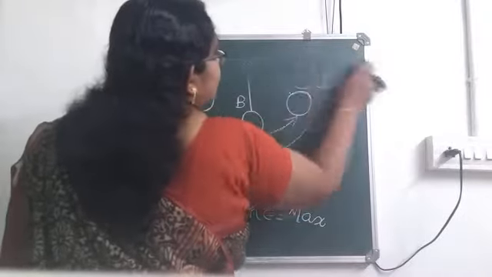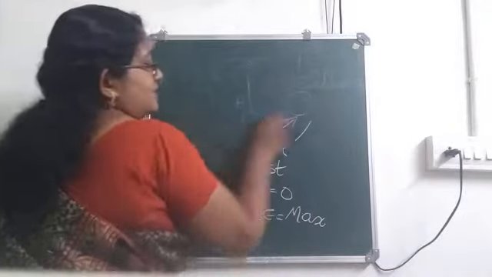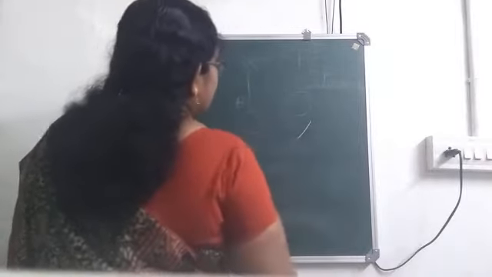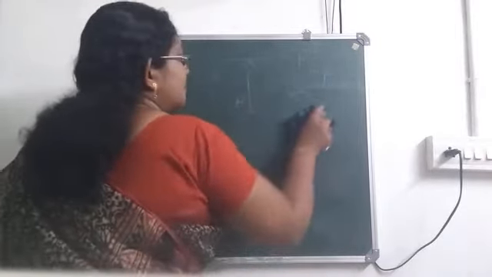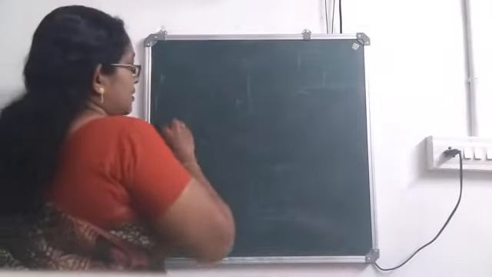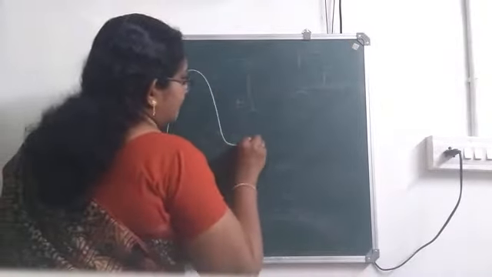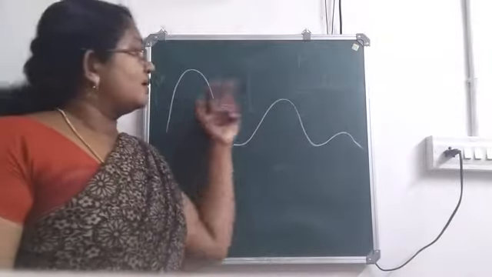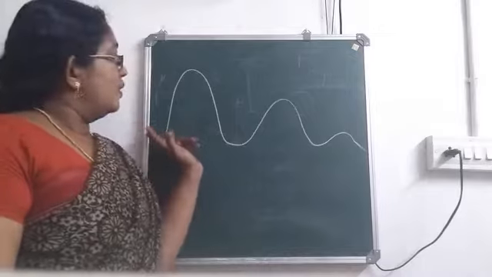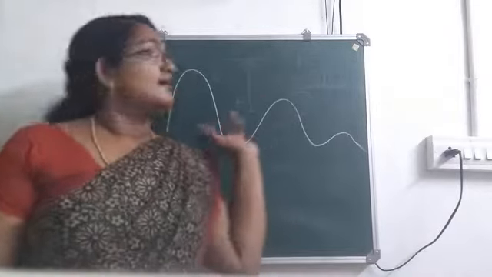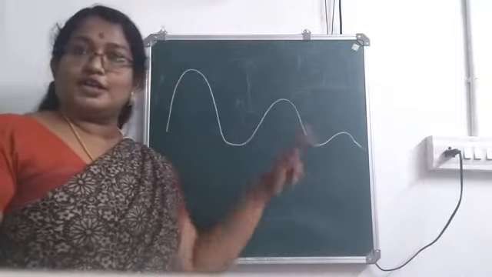Next one is in the case of a roller coaster. I think you know what a roller coaster is, isn't it? In amusement parks and all, you can see a roller coaster. I have just drawn a roller coaster, a body, or you will be having a bogie-like thing, isn't it? And it moves through this roller coaster.